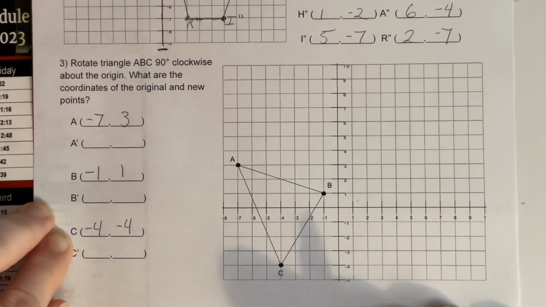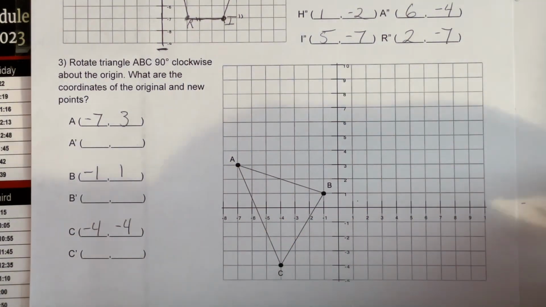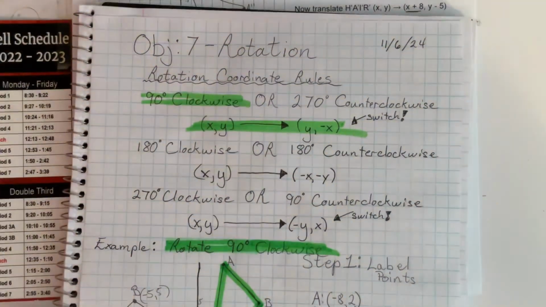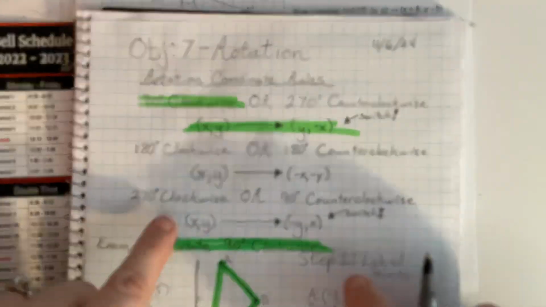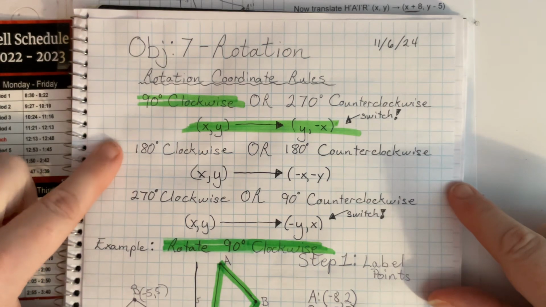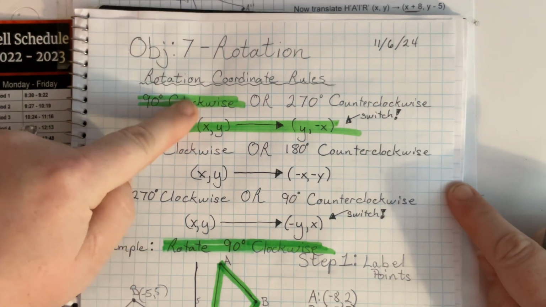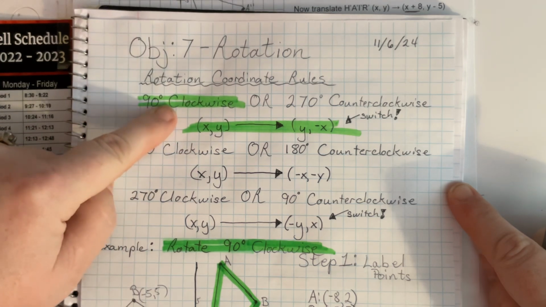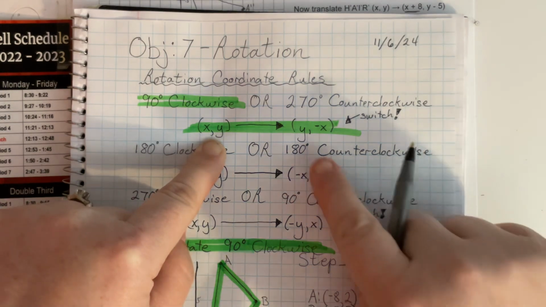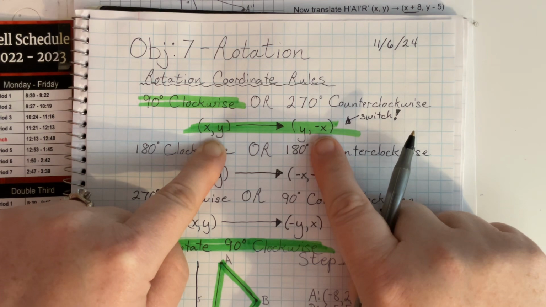Okay, now, here's what I'm gonna do. I am gonna go back to my notes, okay? Here are my notes that I took in class. Now, I'm not in Miss Simas's class, so your notes probably look a little bit different. But I'm gonna look at my rotation coordinate rules, okay? And look, here is 90 degrees clockwise. For 90 degrees clockwise, my rule is I need to take my coordinates and I need to switch them and then make the second number negative.